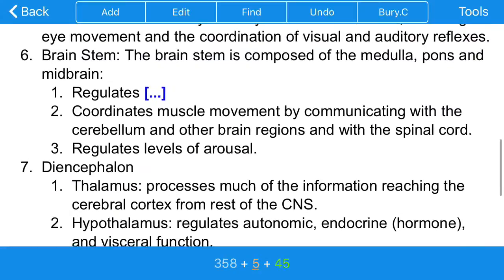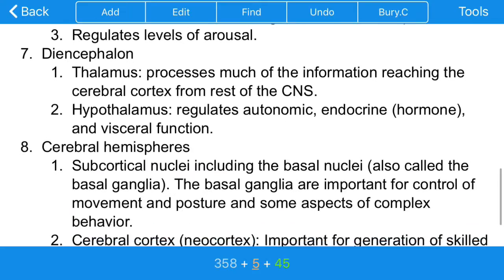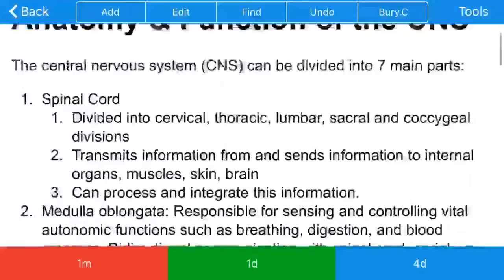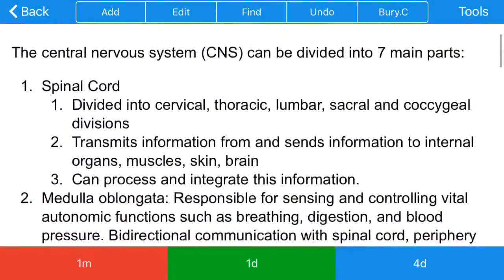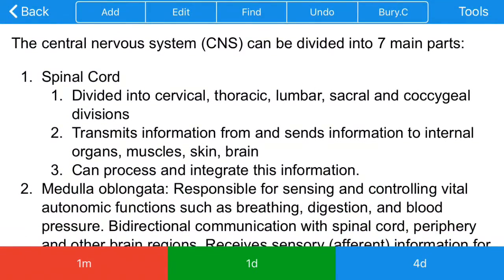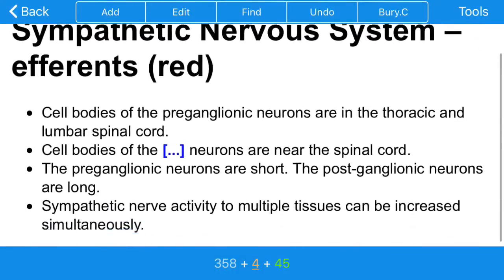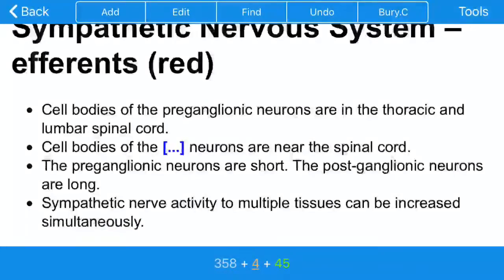Complex behavior, autonomic function. Thalamus processes much of the information reaching the cerebral cortex from it. Okay, moving forward. All right, the central nervous system, CNS, can be divided into 7 main. Yes, okay, we just went through that. All right, sympathetic nervous system, efferents, red. Efferents, that goes away.